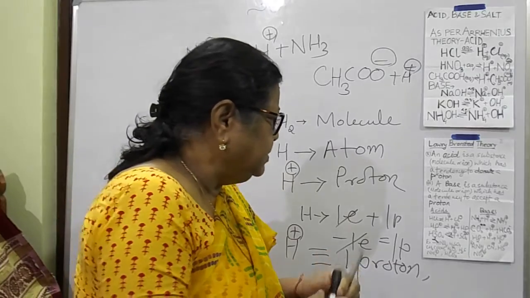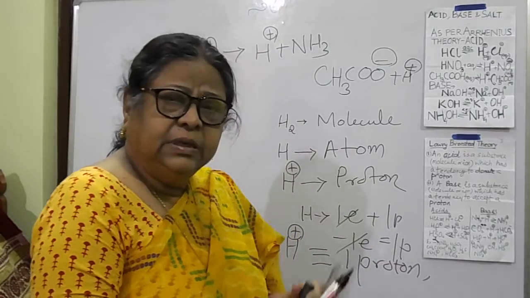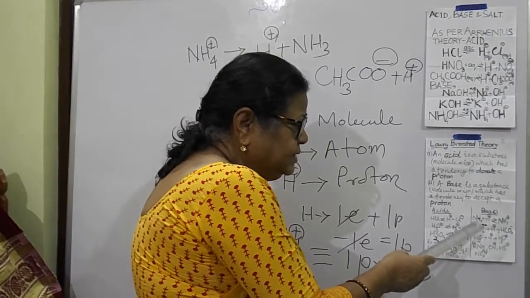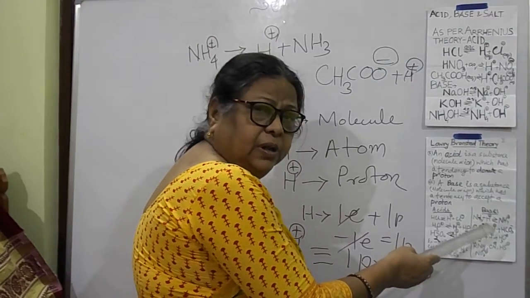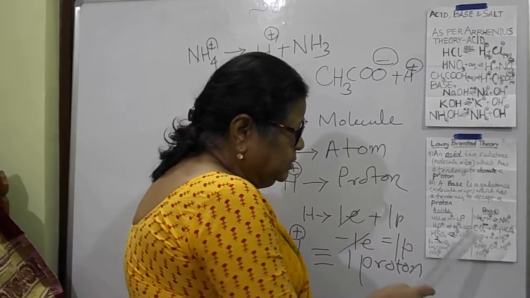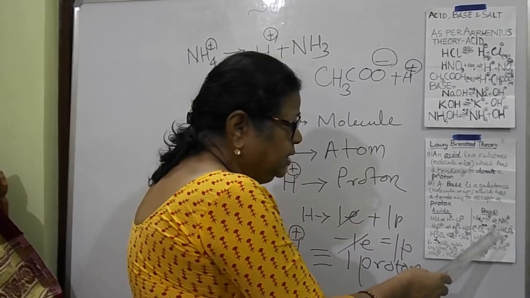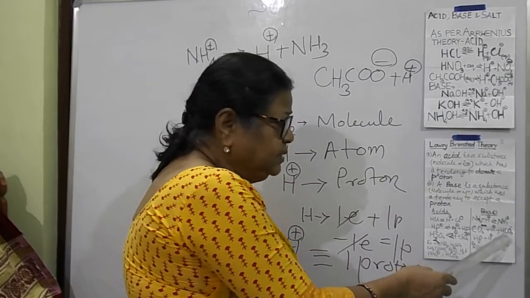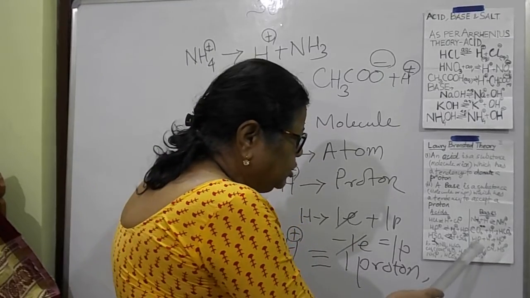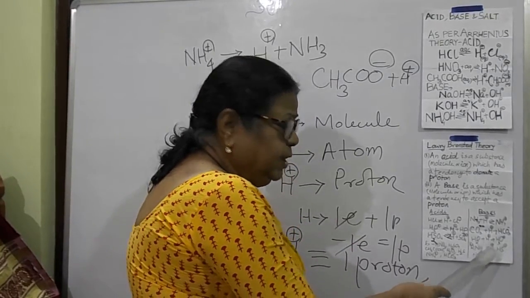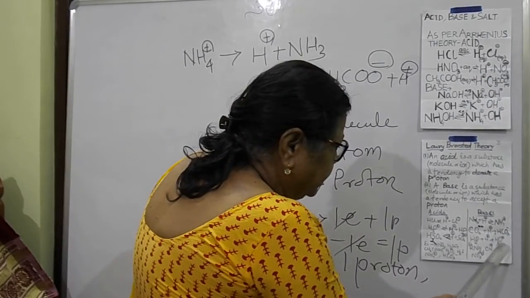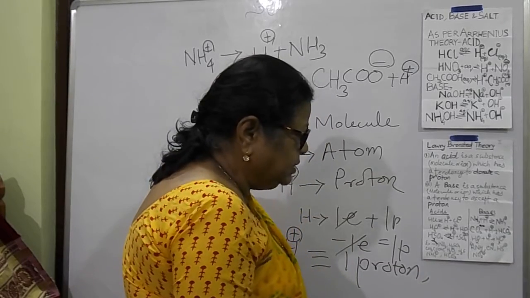Similarly, a base is a substance which accepts a proton. This NH3 accepts one proton, that is H plus ion, and gives NH4 plus ion. Similarly, CO3 2 minus ion, when it accepts one proton, gives HCO3 minus ion, that is bicarbonate ion. Similarly, H2O also accepts one proton and gives hydronium ion, H3O plus ion.